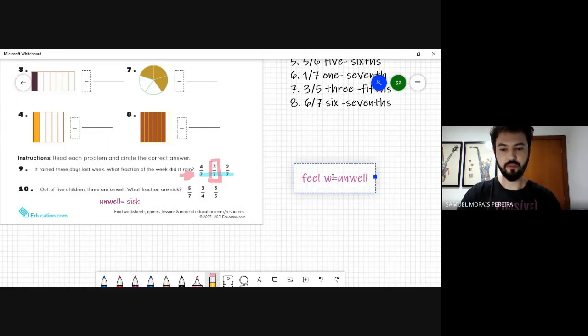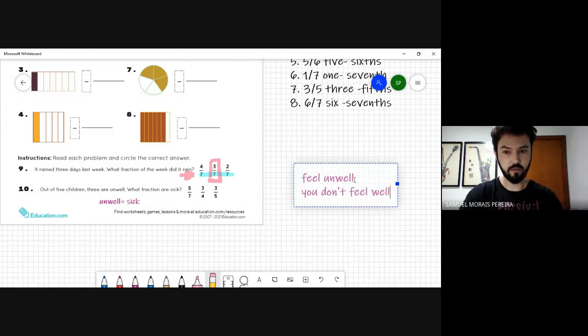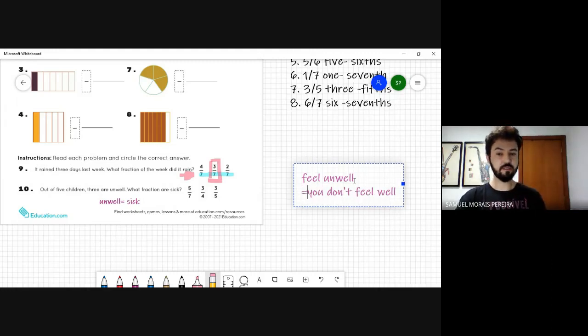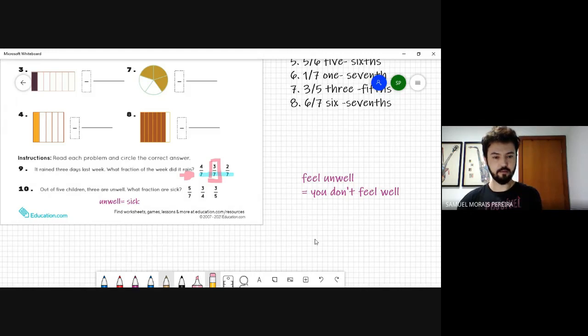Deixa eu só corrigir aqui, pessoal, just a moment. So, when you feel unwell, that means that you don't feel well, okay? It's just the same. So, when you feel unwell, significa que você está passando mal, que você não está se sentindo bem, ou seja, que você está indisposto. Unwell é doente ou indisposto, ok? And the answer is the third one, right? Just like Rachel said, the answer is this one here, 3/5. Tá vendo, ó? The total number of children is this here.